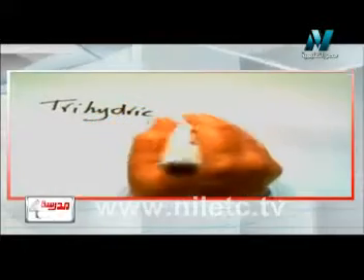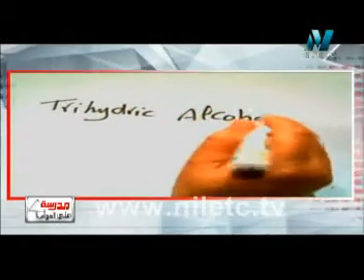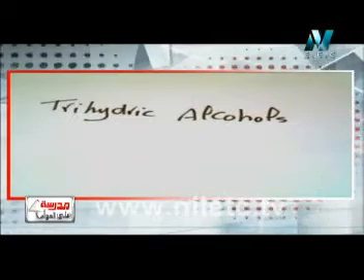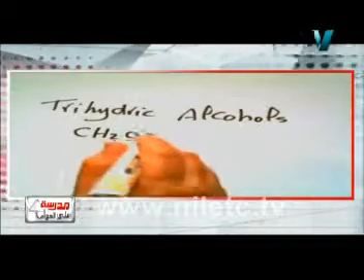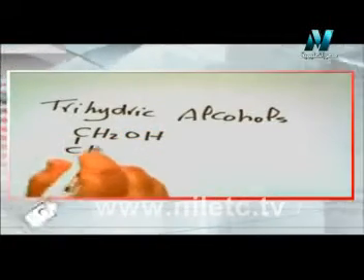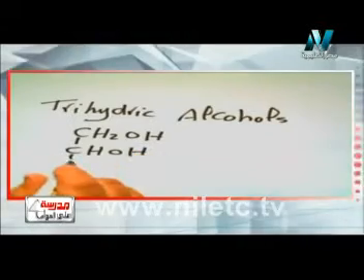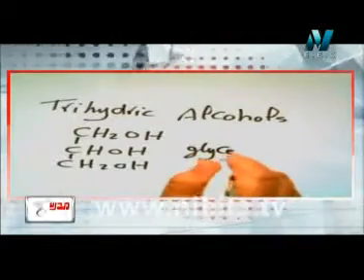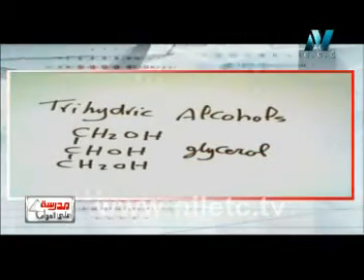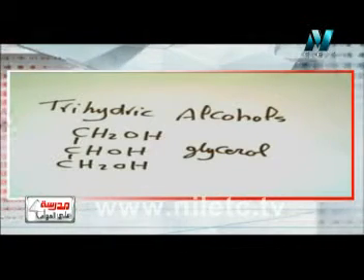Sorry for the interruption. Now let's explain trihydric alcohols. A trihydric alcohol contains 3 hydroxyl groups: CH2OH, CHOH, CH2OH. It is called glycerol. Glycerol is a trihydric alcohol.